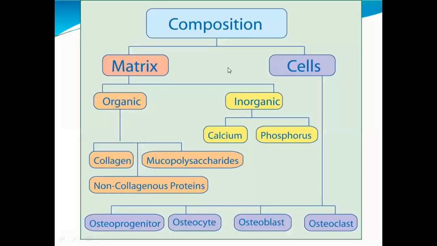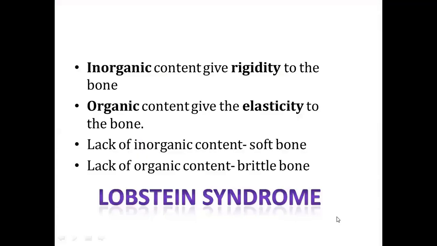a destructing cell. The composition of the bone matrix and cells we divide. Matrix consists of organic and inorganic components. Inorganic components are minerals like calcium and phosphorus, and organic components consist of collagen, mucopolysaccharides, and non-collagenous proteins. And cells, as we have already discussed, are osteoprogenitor, osteocyte, osteoblast, and osteoclast cells.